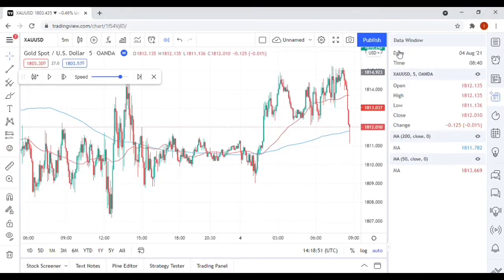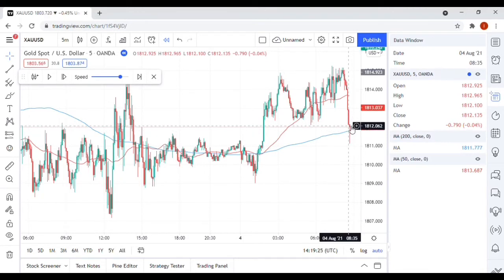Okay, cool guys. We are now on the 5 minutes time frame, and basically we've already plotted our two moving averages, the green one or the turquoise one being the 200 moving average, and the red moving average is our 50 moving average. So now what we're looking for here is price action. As you can see here, we're looking for price action to actually close above this line here.